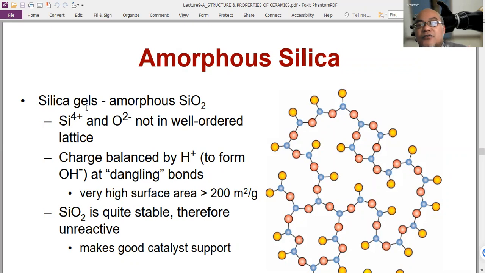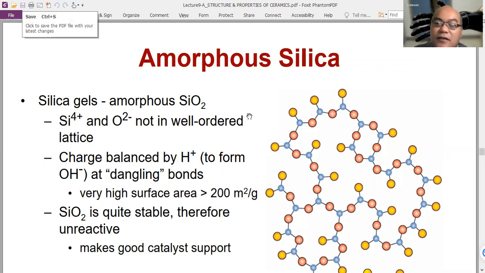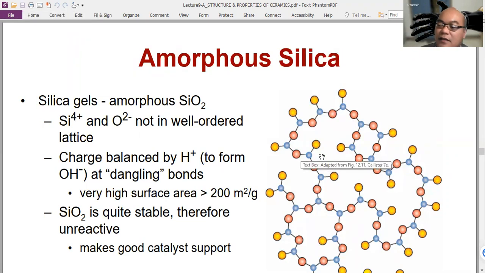So this is usually used in storage to store devices, electronic instrumentation that are sensitive to humidity. In silica gel, or amorphous silica, silicon dioxide, the silicon 4 plus and oxygen 2 minus are not in a well-ordered lattice, so they have a more random structure like this. They are still bonded with the same stoichiometry. Chemically, they are still the same silicon dioxide, but they do not have a well-ordered crystal lattice structure.